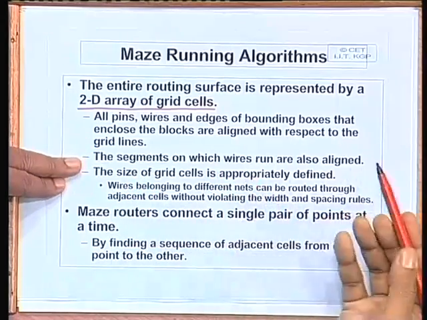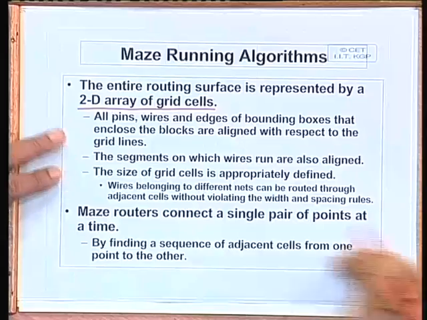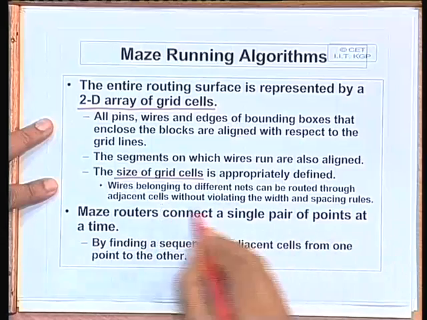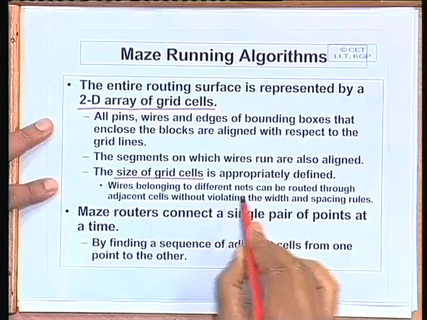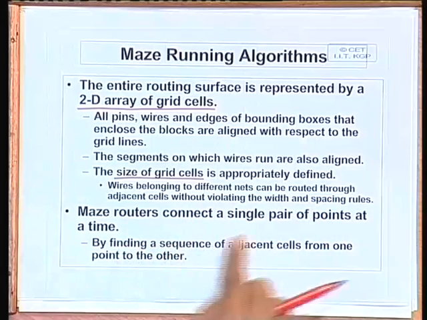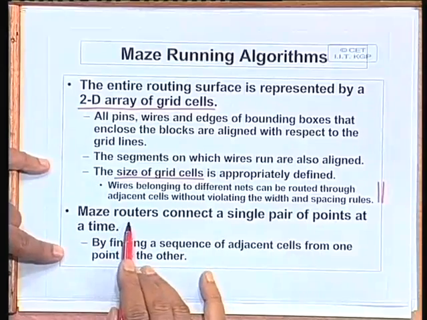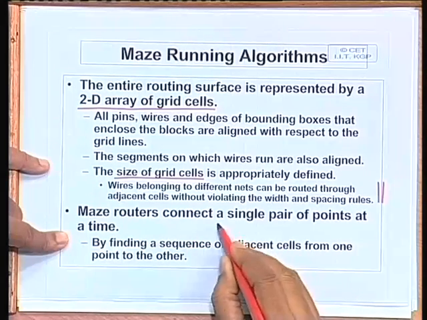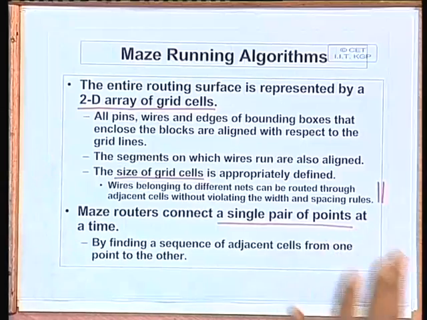The segments on which the wires run are also aligned, everything is aligned. And as I have just mentioned, the size of the grid cells is appropriately defined, so that wires belonging to different nets can be placed or routed through adjacent cells without violating the minimum width and separation constraints. So, accordingly we fix up the size of the grid cells. Now, one characteristic of maze routers is that, as I mentioned before, it connects a single pair of points at a time. It does not look at the global routing problem and try to solve it, it takes one small subproblem at a time. Given two points, it tries to connect them.